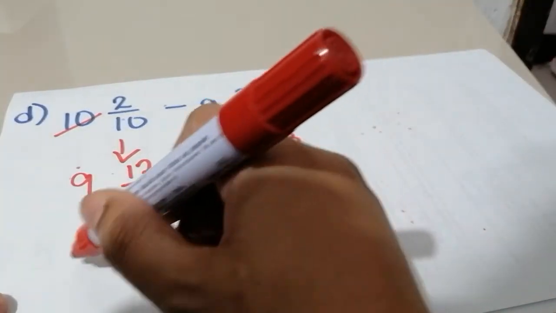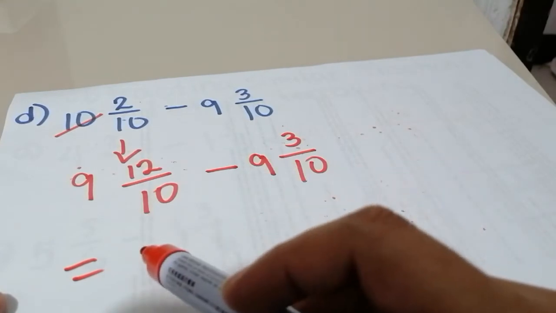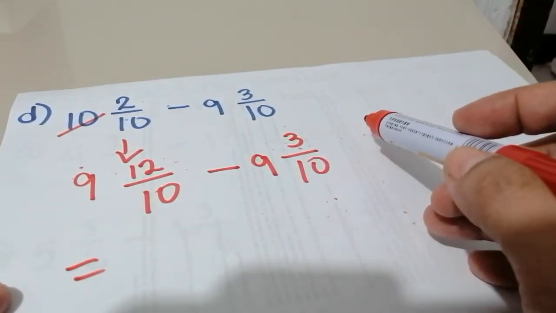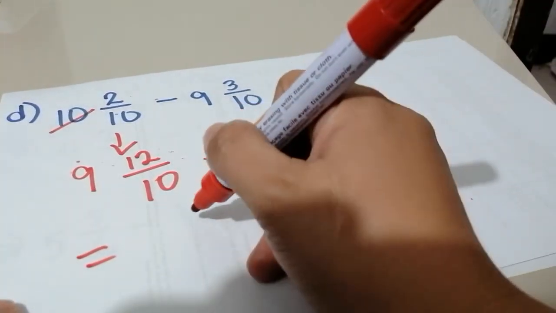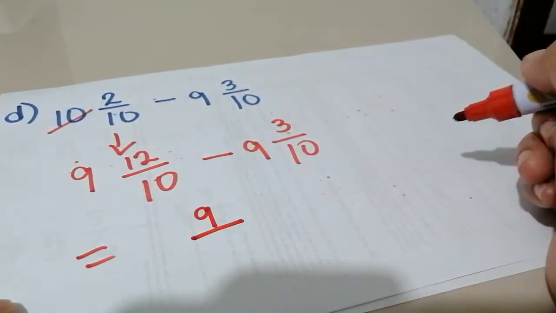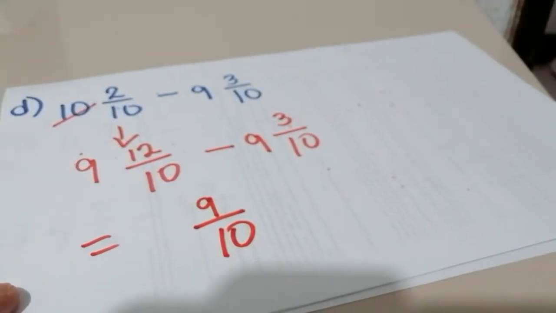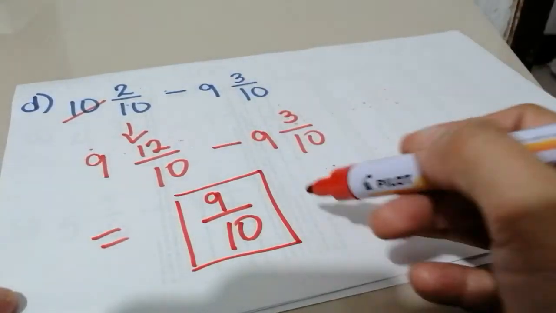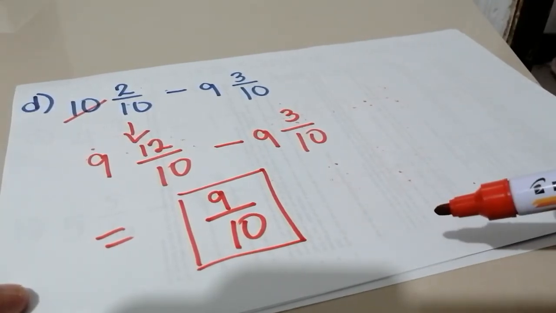Okay, so subtracting that, 9 minus 9 is 0. Dahil 0 yan, wag na nating isulat yung whole number. Wala na tayong susulat doon dahil 0 nga. So, ang susubtract na lang natin ay 12 minus 3. So, that will be 9 over 10. Okay, so the final answer here will be 9 over 10. And 9/10 is in simplified version already. Okay, so that is the answer.